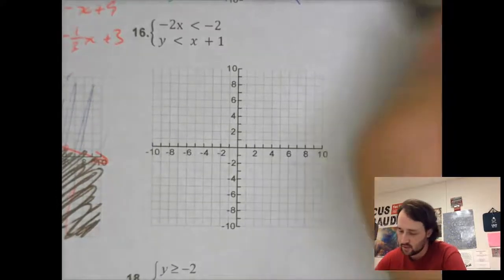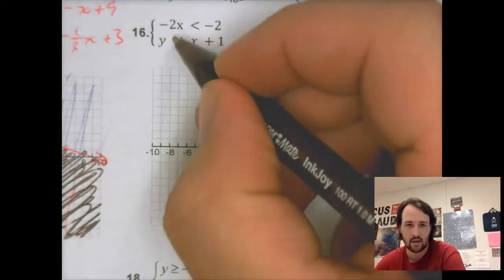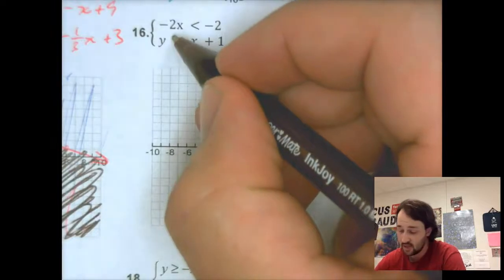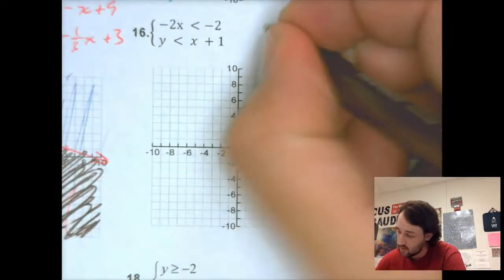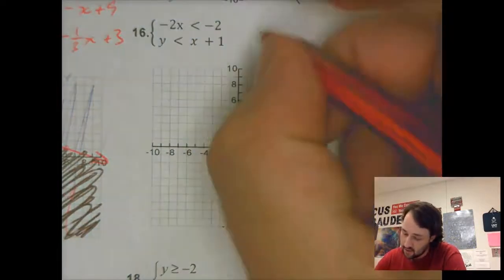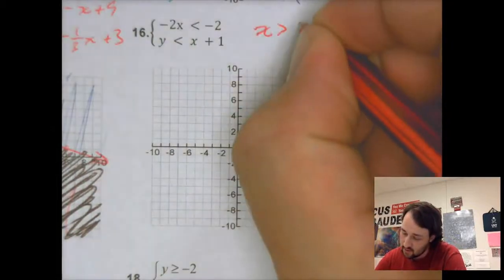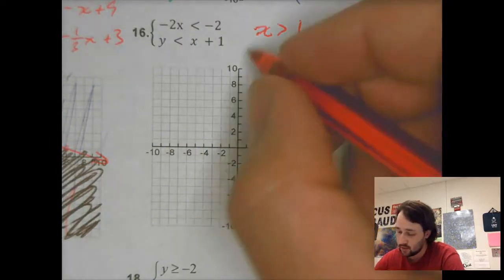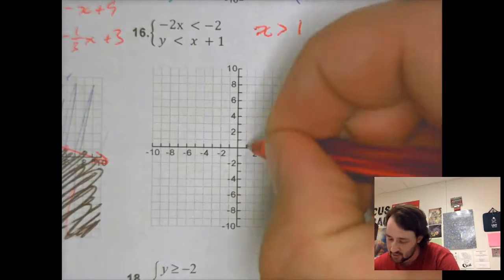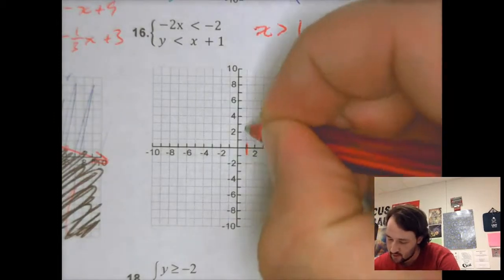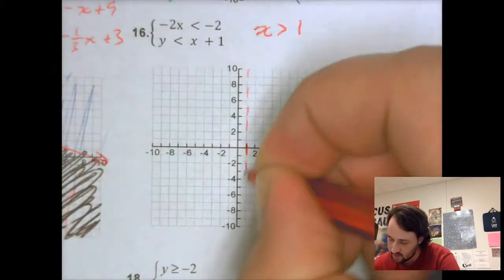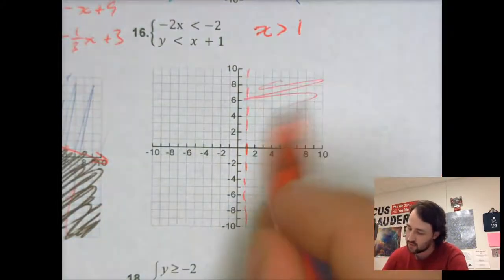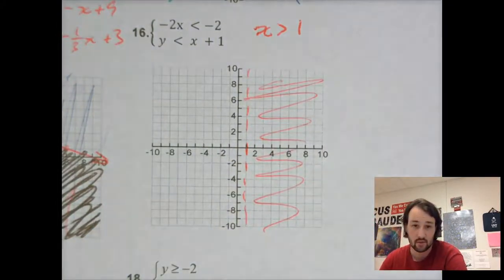Now here, this one's a little bit different because I notice I don't have a y value. I just have an x. So if I divide by -2, then I will have x is greater than 1. Remember, I switched the sign because I'm dividing by -2. So if I have x is greater than 1, x is 1 right here. So anywhere over here, and for x to be greater than 1, it would be somewhere over here where the x values are greater than 1.